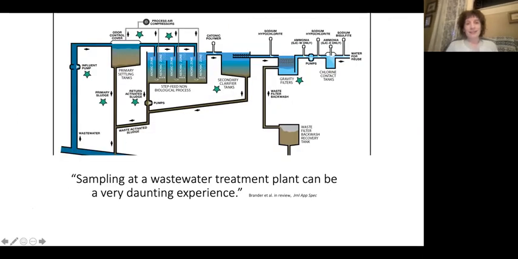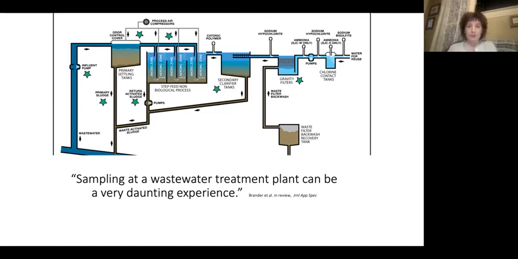And I really like this diagram, and I like to talk about this paper a little bit because it is really kind of daunting to think about sampling in some of these situations. And regulation at wastewater treatment plants may also be something that comes to pass in the near future. Wastewater treatment plants may be required to monitor both their effluent and biosolids to get an idea of how much microplastic contamination is exiting their plant following treatment.